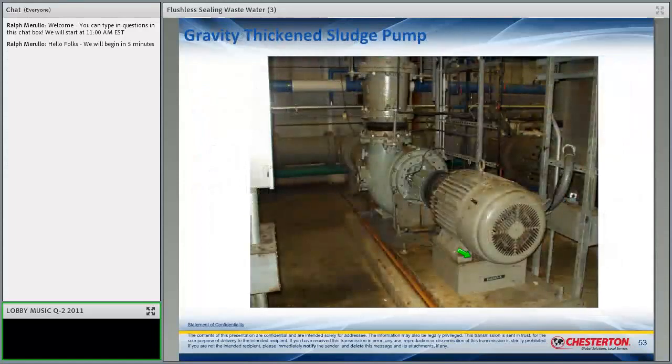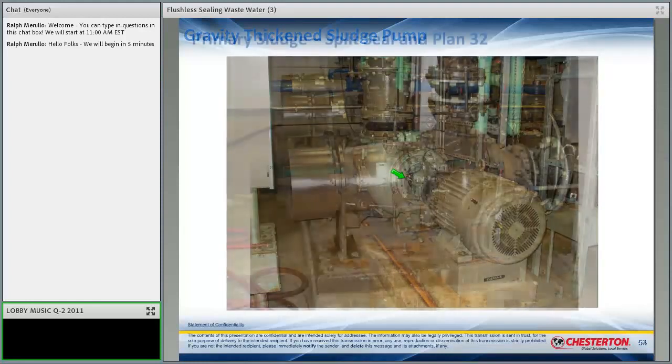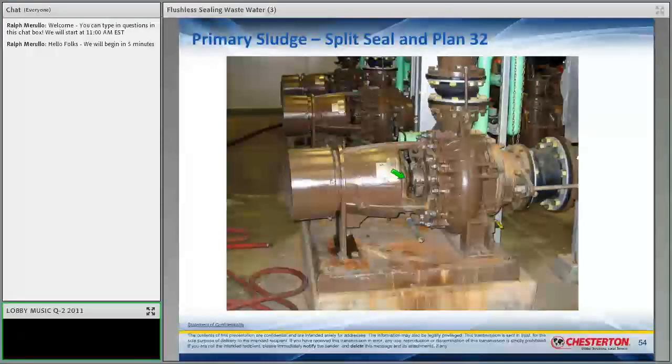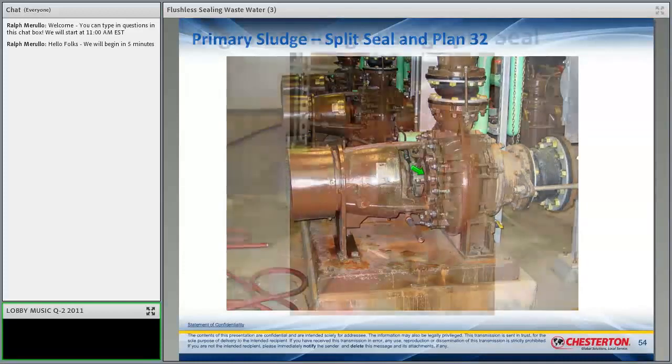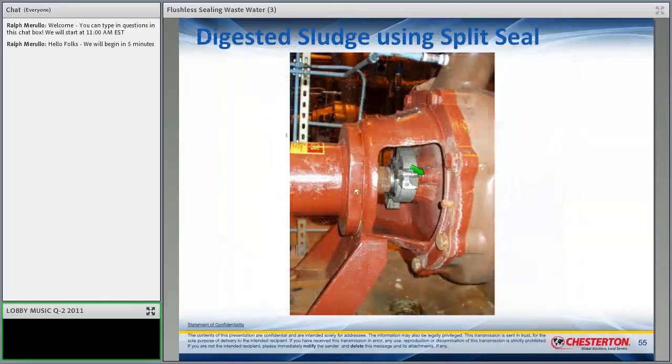And here's a gravity thickened sludge pump, and the sealing device is here. And this one is a dual seal. And they ran Plan 54 right through that dual seal right there. And primary sludge right here, and this particular one is a split seal. They did use a flush in this case. They filled the box with the restriction bushing to minimize contamination. And another use. Here's another split seal right here.